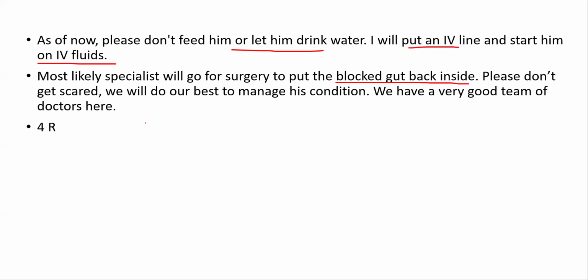And lastly, just to finish: because this is in the hospital setting, you don't need to give 4R here. So there is no need of doing 4R in a hospital setting. Okay? Any questions with incarcerated hernia, guys?